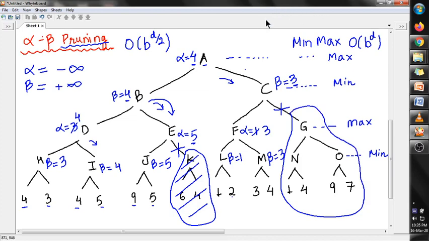So that's why this alpha beta pruning is faster than the min-max algorithm, and you can see it very clearly with the help of this example. Okay, so that is all about alpha beta pruning. Thank you.